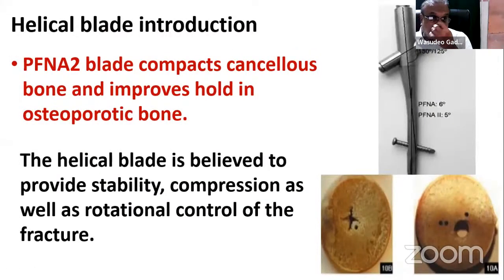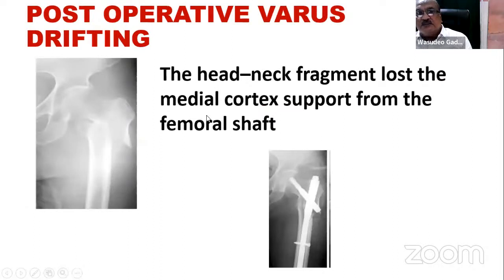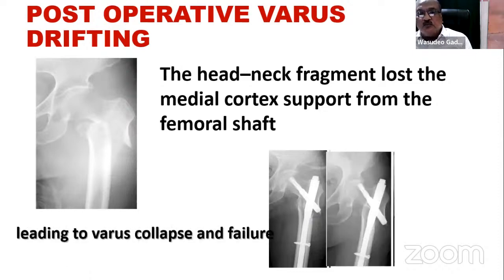So therefore, to improve the results and prevent the complications of the two screw system, the helical blade was introduced. The theory behind it is that the PFN blade compacts cancellous bone and improves hold in the osteoporotic bone. The helical blade is believed to provide stability, compression, as well as rotational control of the fracture. And therefore, you can see this is neutral medial cortical support with a loss of lateral support because of lateral wall involvement. Well-placed implant, anterior, this is in the lateral view. And ultimately, the head neck fragment lost the medial cortical support from the femoral shaft, intersusception, varus collapse. So ultimately leading to a failure.